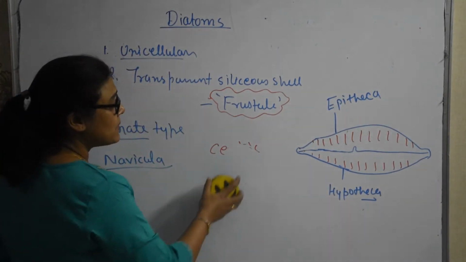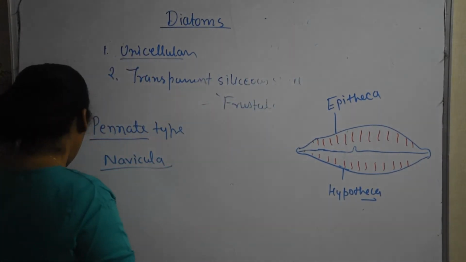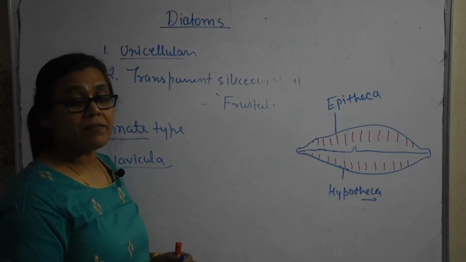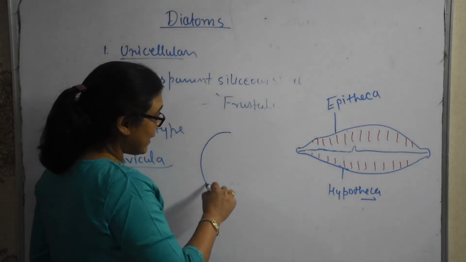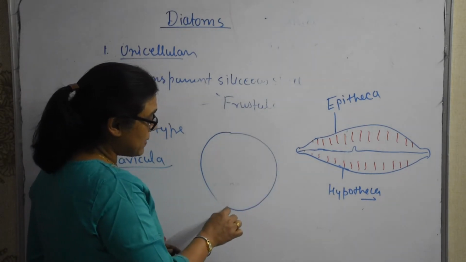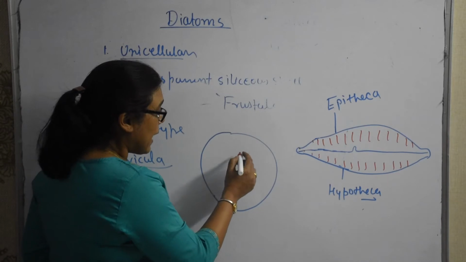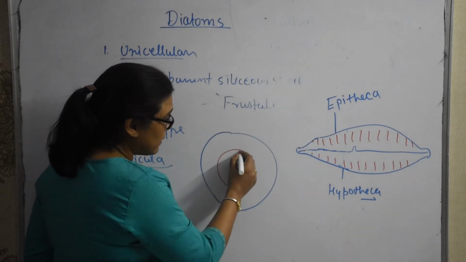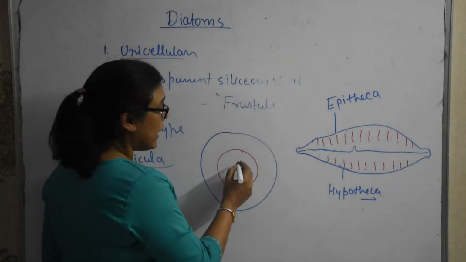In diatoms, the cytoplasm has a big central vacuole. Within the central vacuole, the nucleus lies. So if I take a cross section, it appears like this. This is the outer wall, and in the middle of the cytoplasm, the central vacuole is present, in which the nucleus is present.